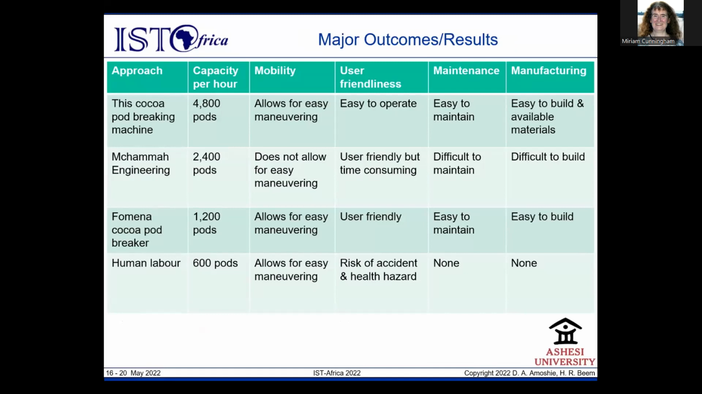The machine's current production rate indicates that it saves about 35% per every 10 bags of production cost compared to the manual method. The table shows the competitive advantage over other current means of pod breaking, taking into consideration capacity per hour, mobility, user-friendliness, maintenance, and manufacturing process.